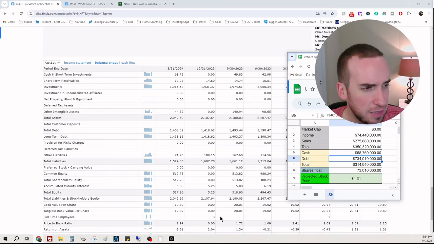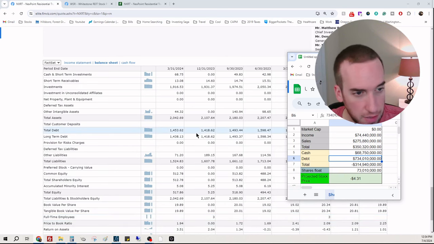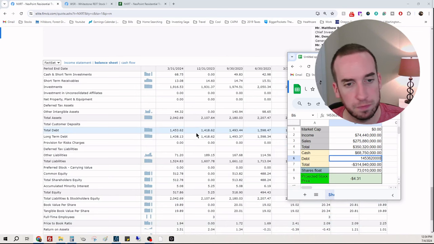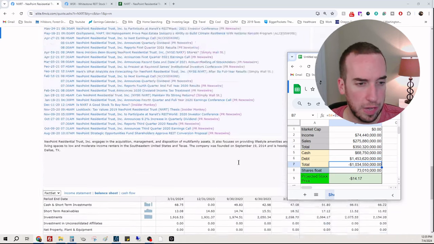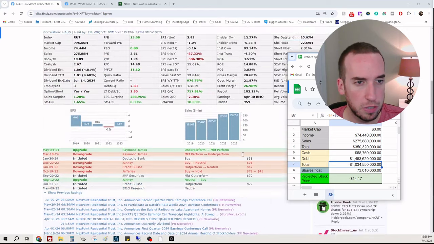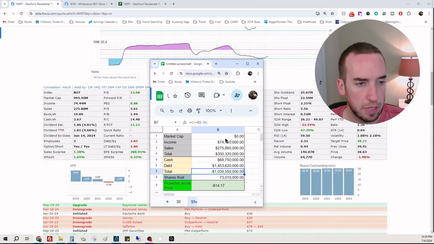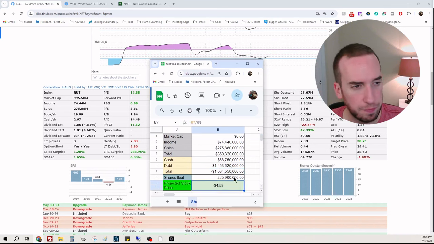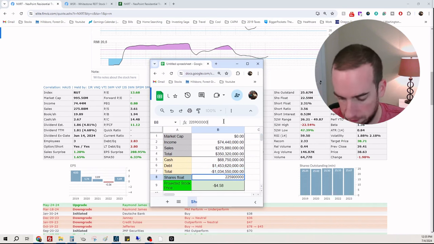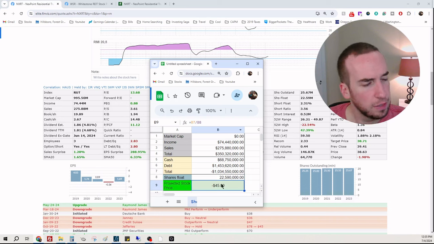Debt is 1,453,620,000. Brings us negative. Total, yep, and then shares float is 22,590,000. Extra zero. Okay, so we're negative here.